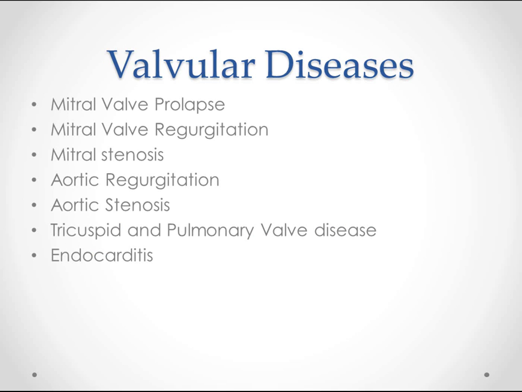So valve diseases, anything that goes wrong with a valve could be considered a valve disease. But most often when we talk about valvular diseases, we're talking about prolapse and regurgitation. So this can happen in any of the four valves of the heart. We're going to talk specifically about mitral valve prolapse and regurg, mitral stenosis, aortic regurg, aortic stenosis, and just touch on tricuspid and pulmonary valve disease. Endocarditis I had on this list, but I'm not going to talk about it specifically. Just remember that with almost any of these diseases, endocarditis can be a precipitating factor.